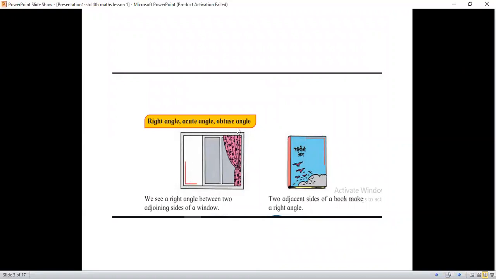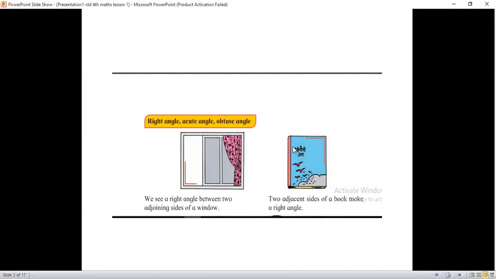Now in the next picture, you will see the right angle, acute angle and obtuse angle. The three different types of angles. Now here the window is showing the right angle. The two adjoining sides of the window make a right angle. Here this is also a right angle and this is also a right angle.